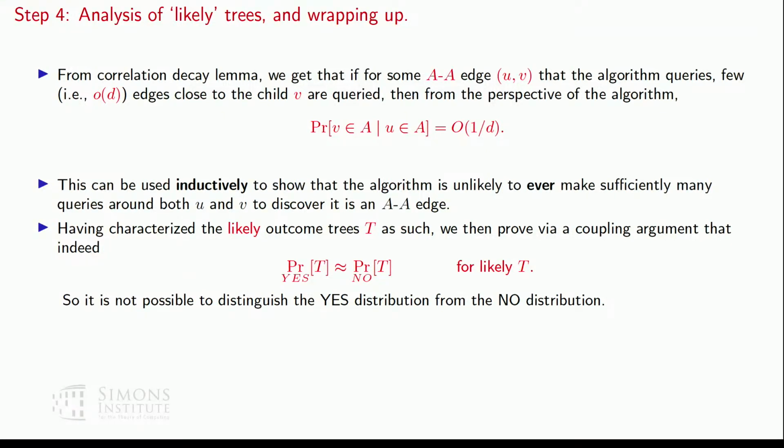We say that if the total number of queries close to one endpoint of this AA edge is much smaller than D, so we have not made a lot of queries close to at least one of the endpoints of this AA edge, then from the perspective of the algorithm, the algorithm won't know that this is an A vertex. So basically, even knowing that one endpoint is A, we have this AA edge.